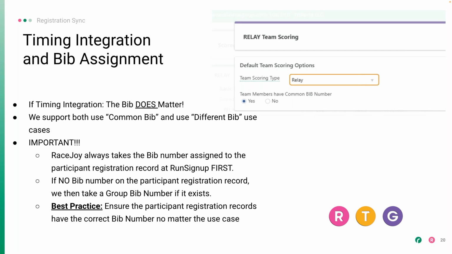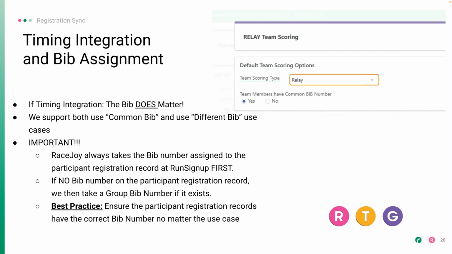And again, we support both use common and use different bibs, but it's important to understand and think about, as a timer working with your race directors, how are they managing bibs and how are things looking? I'll be talking about that in detail right now. It's really important to understand how our sync works here. We always, always, always take the bib from the registration record first. So that's the first thing we go for.